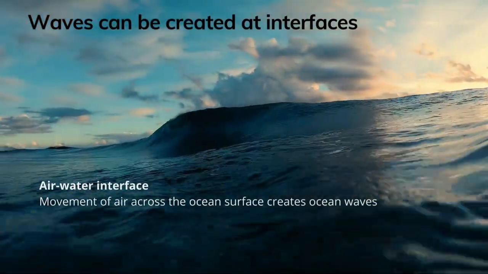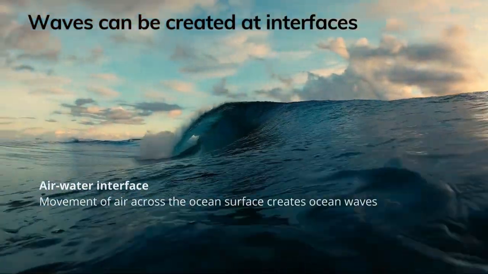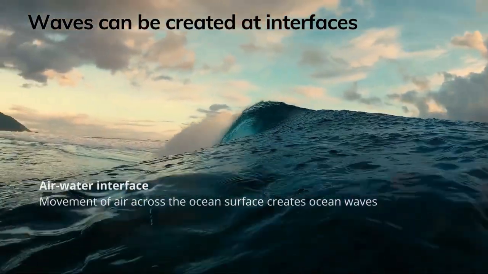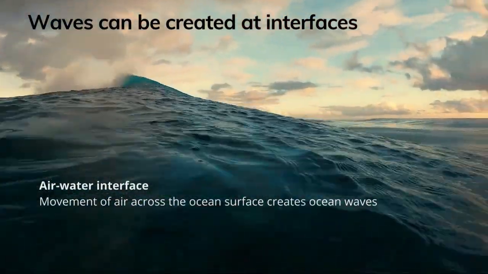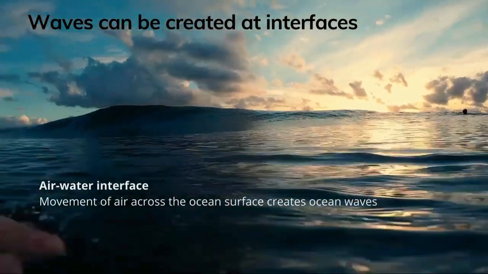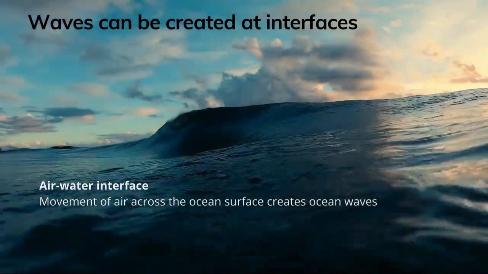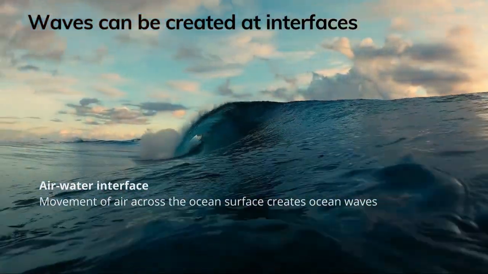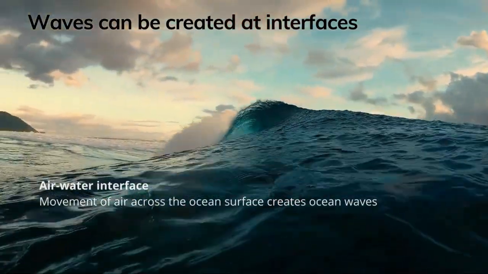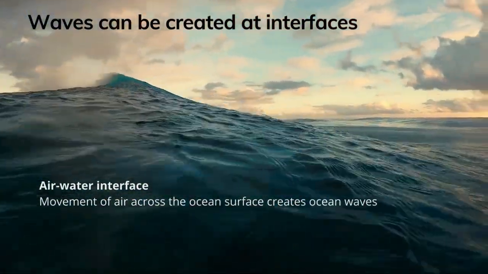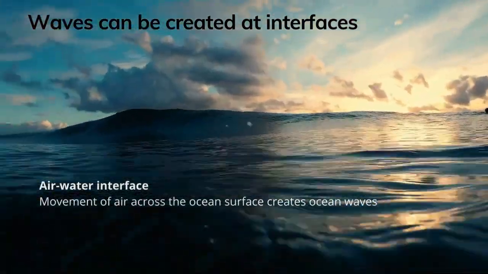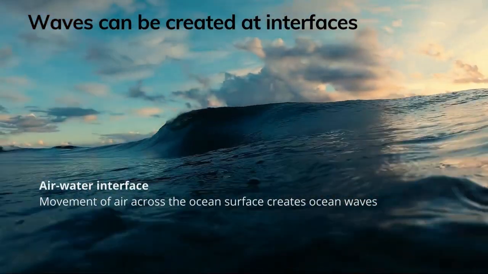Finally, the waves that are of greatest interest to us are those occurring in the water surface, known as surface waves, which are those occurring at the air-water interface. Here the movement of air across the ocean surface creates ocean waves, simply called waves. In the most general way, we can define that ocean waves are fluctuations of the sea surface where energy is a function of the height of perturbation.